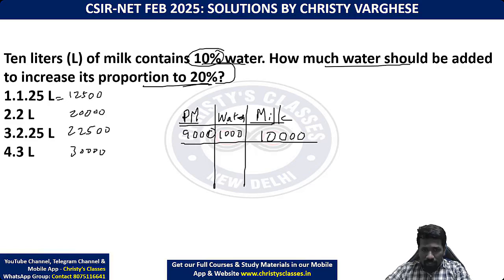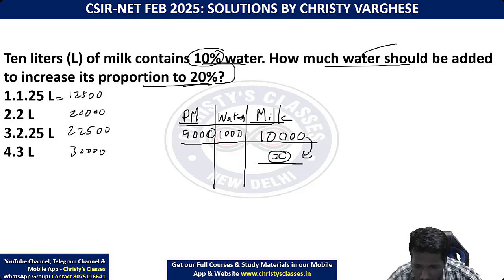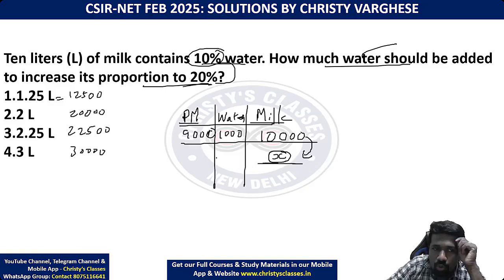So the solution is like this. How much water should be added to increase the total proportion? If water is added, the total quantity of new milk will increase. So what is the new quantity of milk? We don't know, so let us assume X is the new amount of total milk after water is added. 20% of X should be water. What is that 20%? We don't know. That is a challenge. This X is unknown, and the right hand side is also unknown.